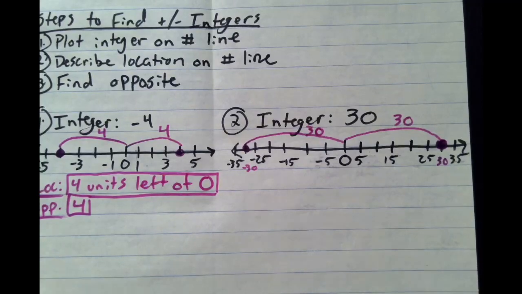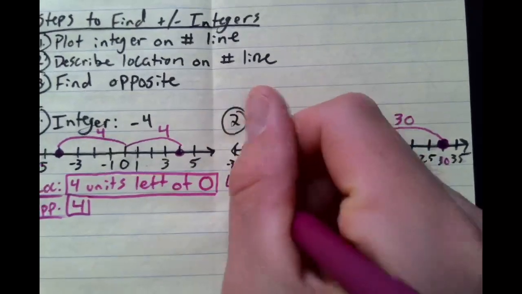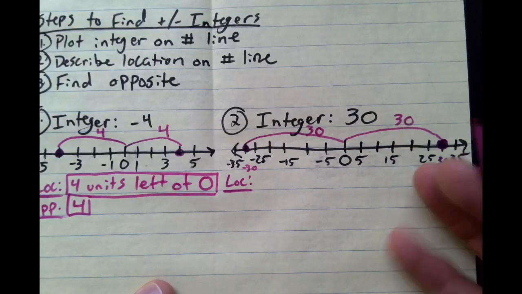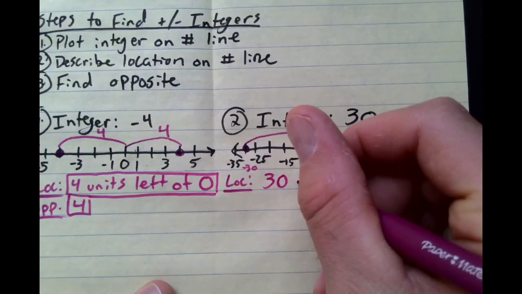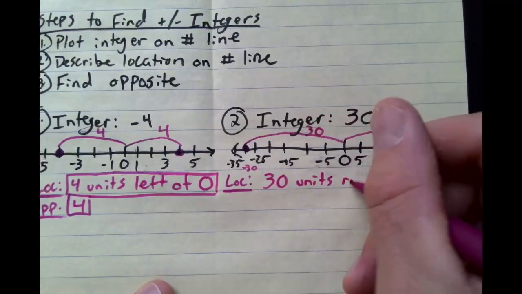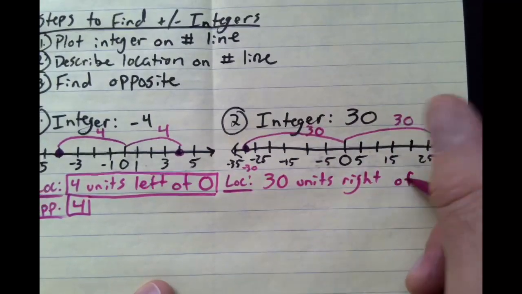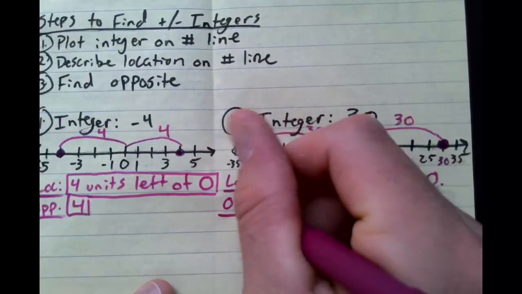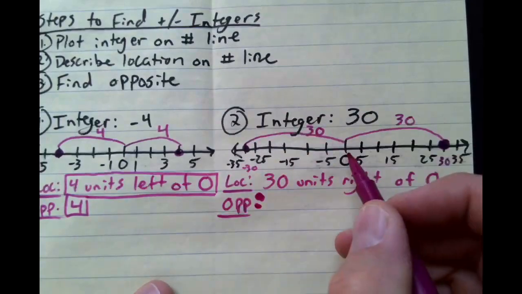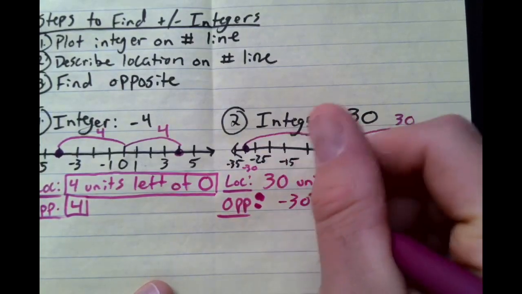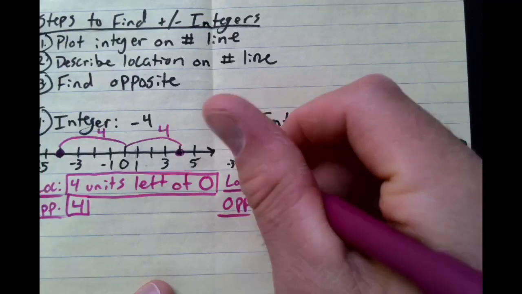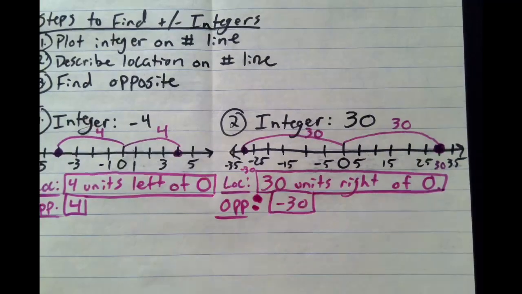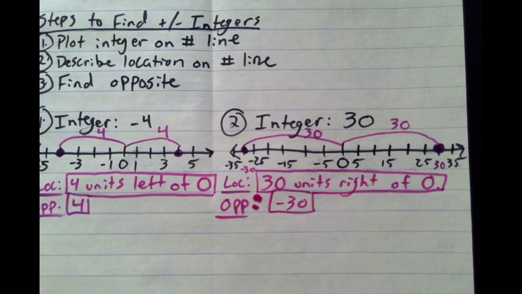Okay, so step 1's done. Step 2 is describe your location. We know the location of 30 is 30 units to the right of 0. And your opposite is going to be -30. -30 is your opposite, and 30 units right of 0 is your location. That's it. Let's try another one.